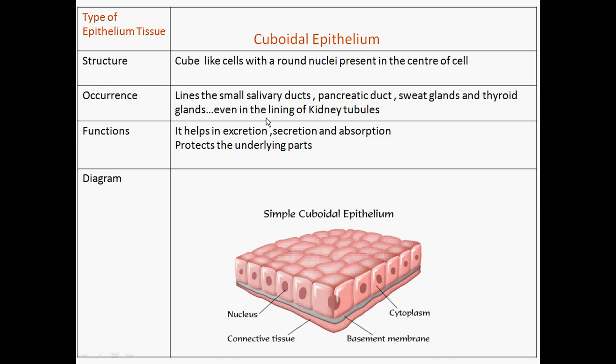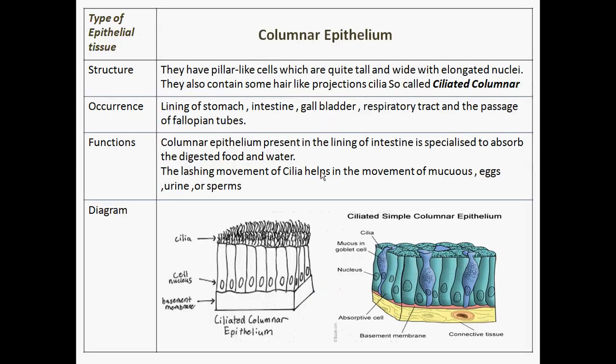Even saliva. All these ducts allow that particular secretion to move through them. In this way, this epithelium helps in excretion, secretion, and even absorption, because it is present in the kidney tubule, so it absorbs the nutrients and the waste substances, so that the pure substances can flow through our whole body in the form of blood or any liquid. And this tissue protects the underlying parts. Most epithelial tissue protects the underlying parts.